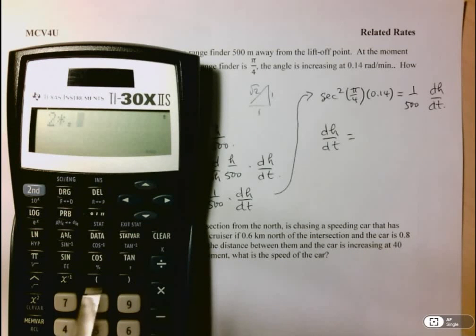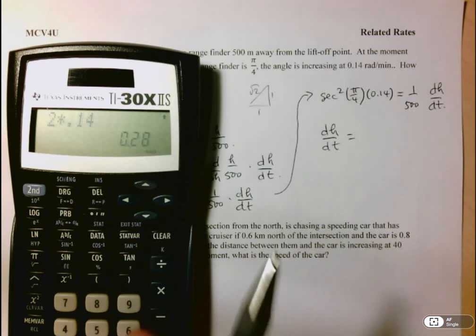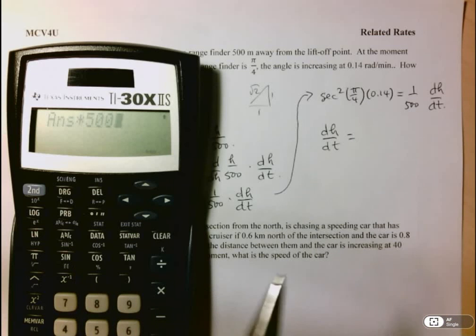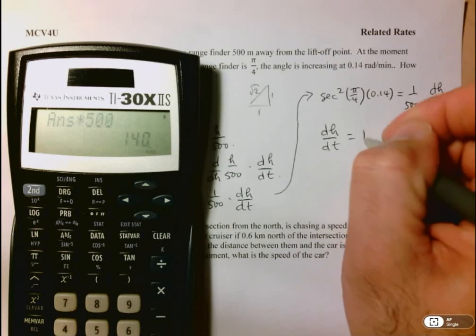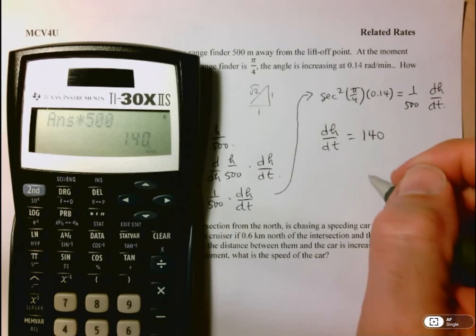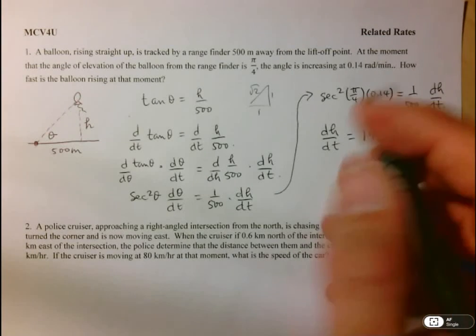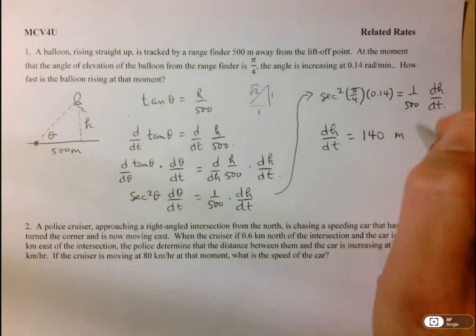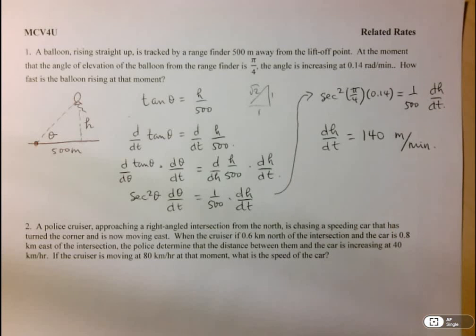Times 0.4 equals, and now of course we're going to bring the 500 to the other side, so times 500, and we have 400. And our units here, well, the distance units are given in meters, so this is meters, and the time units are given in minutes, so meters per minute. Okay, so that's it for this one here.